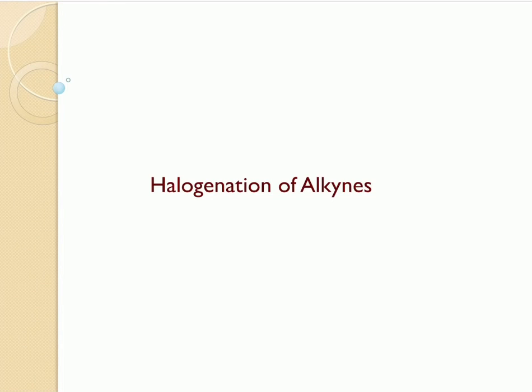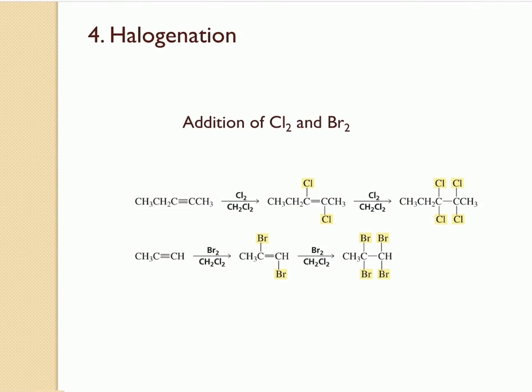Halogenation of alkynes. Alkynes react with one equivalent of halogen in the presence of dichloromethane as solvent to give dihaloalkene. So this is a dihaloalkene, which is a product in the first electrophilic halogenation.